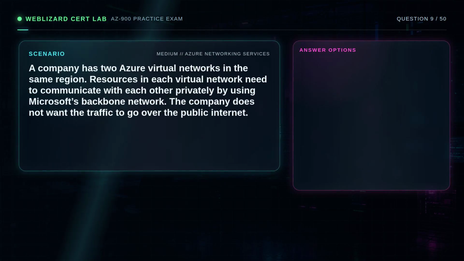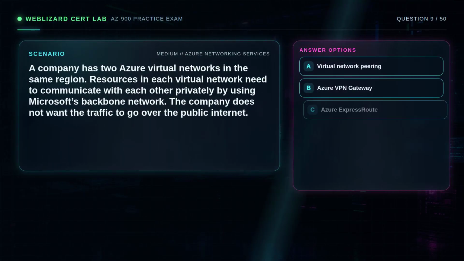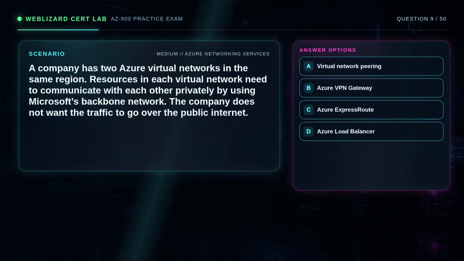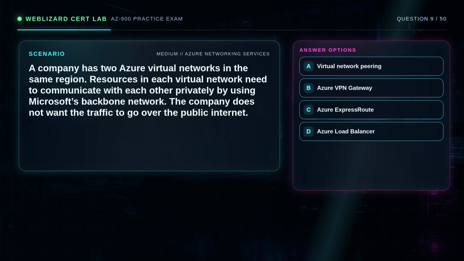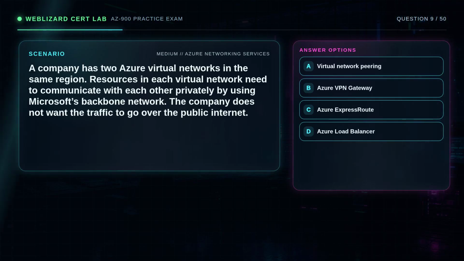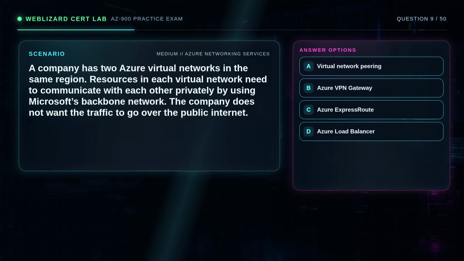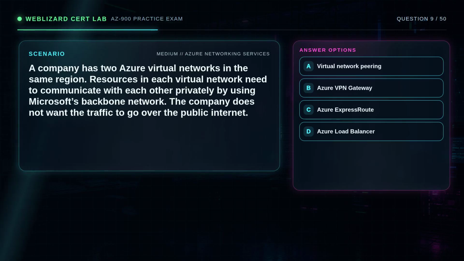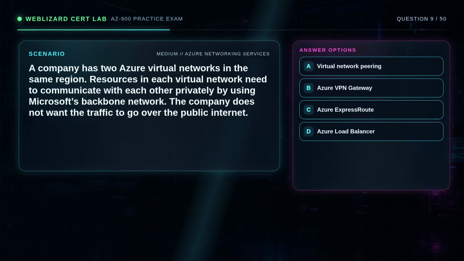Question 9. A company has two Azure virtual networks in the same region. Resources in each virtual network need to communicate with each other privately by using Microsoft's backbone network. The company does not want the traffic to go over the public internet. A. Virtual network peering. B. Azure VPN Gateway. C. Azure ExpressRoute. D. Azure Load Balancer.